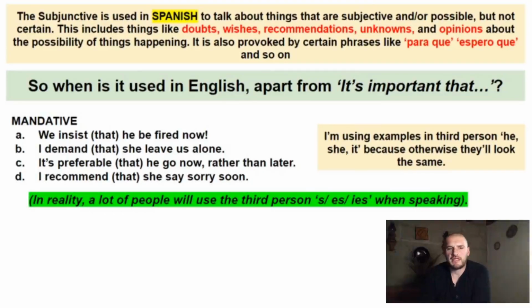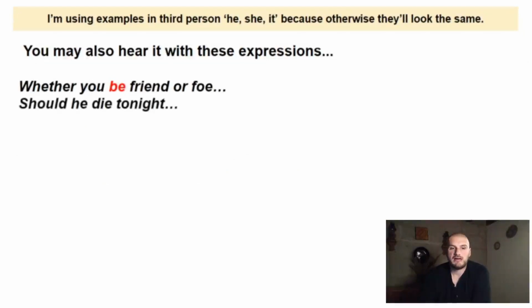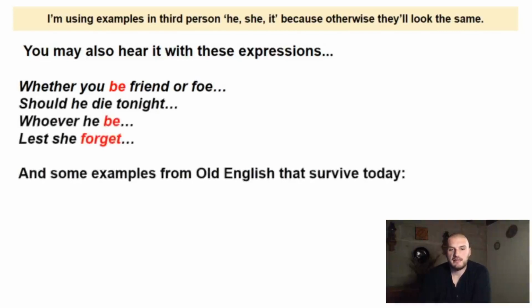So when else are you going to hear it? You may also hear it with these expressions. These expressions are examples of the subjunctive. Whether you be friend or foe. Should he die tonight. Whoever he be, lest she forget. And some examples from Old English that survive today. For example, so be it.